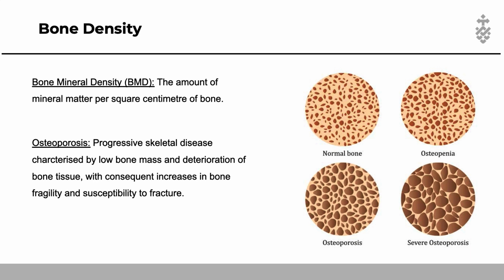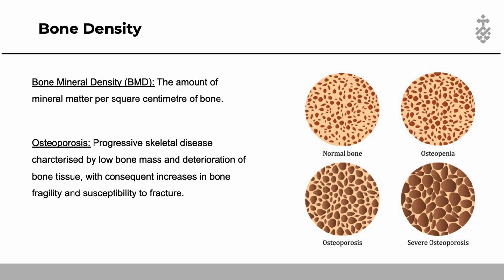When we look at osteoporosis, there's a couple of stages. So we have a normal bone, and some bone loss is referred to as osteopenia. So this is the step between healthy and osteoporotic bone, that osteopenia. Now, osteoporosis here is defined as a progressive skeletal disease that's characterized by low bone mass and deterioration of bone tissue, with consequent increases in bone fragility and susceptibility to fracture.